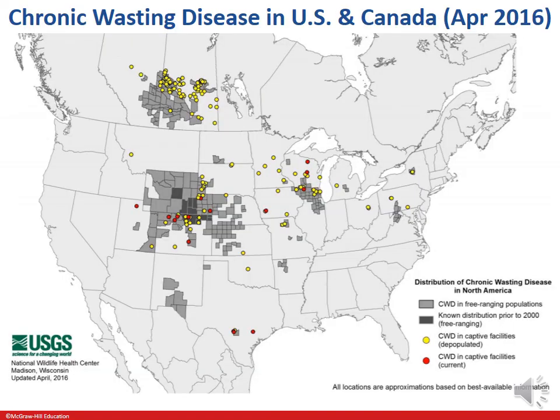So just a little data here. If you look at as of 2016, this was the known distribution of chronic wasting disease, at least in the U.S. and Canada. You can see clearly out west, it's much more prevalent. Arkansas now makes the records here.